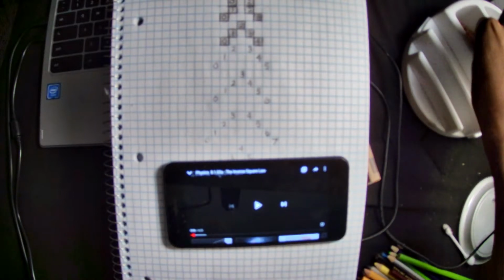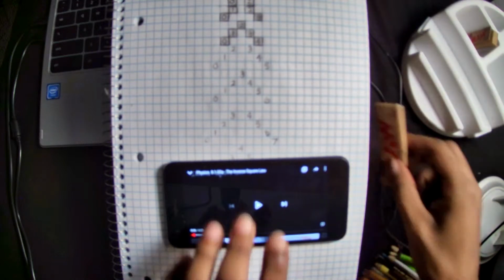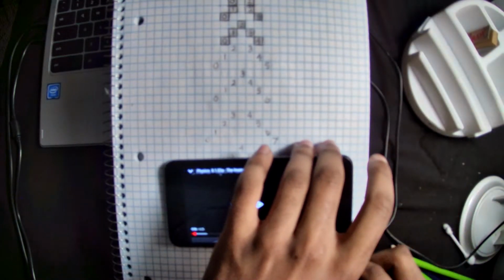Hold on, y'all. I'm gonna put something under this because if I actually put something under this, the speaker can elevate off of the paper and y'all can hear it better.